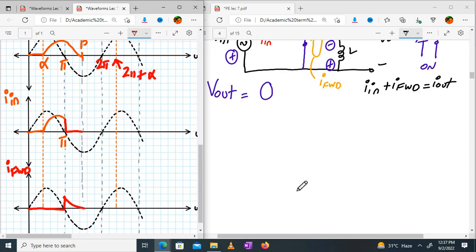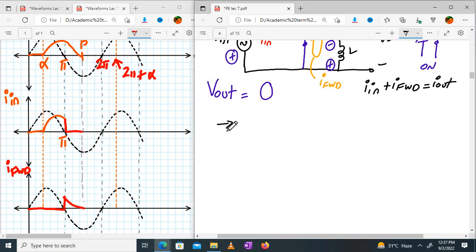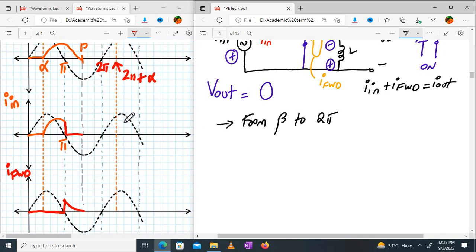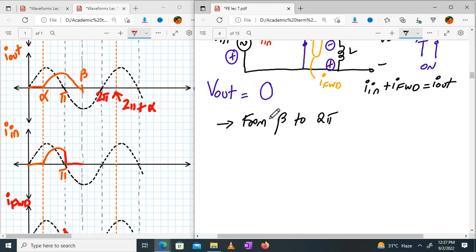Now what happens next? We are drawing it still. Now what happens next? We are discussing from, now orally tell me, need not go from beta to 2 pi, what happens? Are beta to 2 pi. My SCR is off now because input is negative and current is also 0. So my SCR will be off.